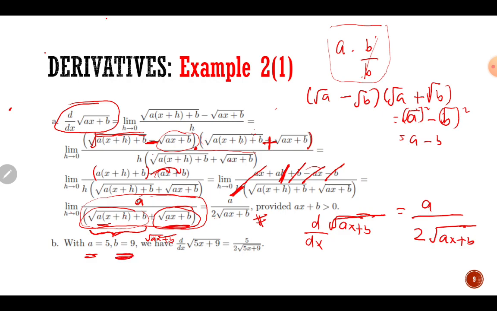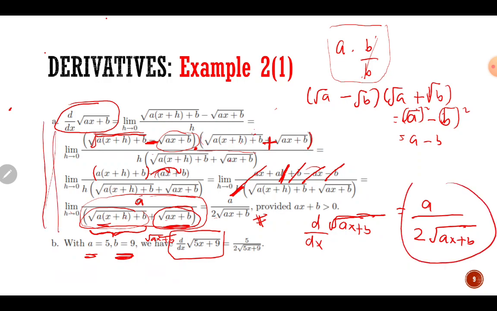Nak cari the derivative, are we going to differentiate all over again? No need. You just guna je formula, jawapan yang you ada, ganti je. A sama dengan 5, B sama dengan 9 dalam ni. So, you're gonna have 5 over 2 square root 5x plus 9. So, this is your answer for B. Senang je kan? Alright.